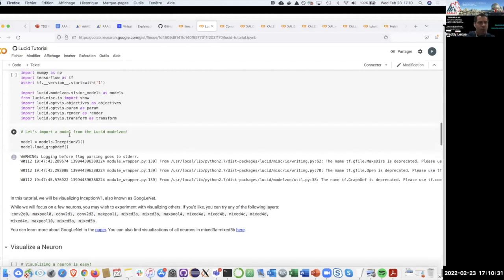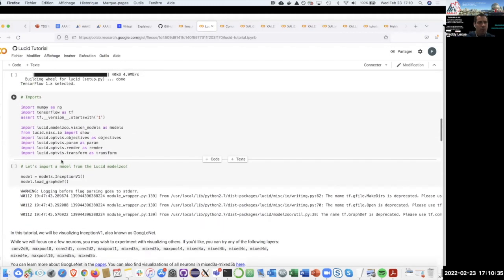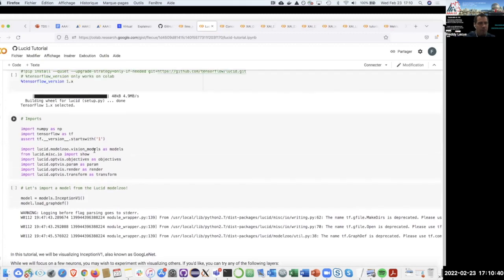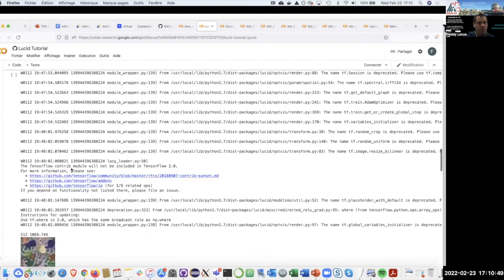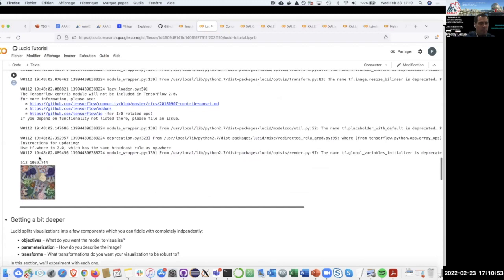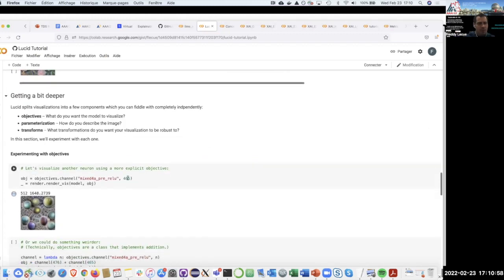You can try other models over here. They imported from models as models. Then there's a model zoo in Lucid, so there's quite a few models that you can be using. But here it's Inception V1, and here they basically visualize one of the neurons. This is 465, and they have different rendering visualizations.